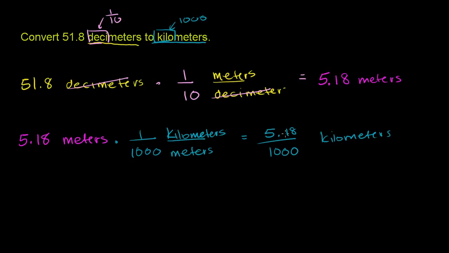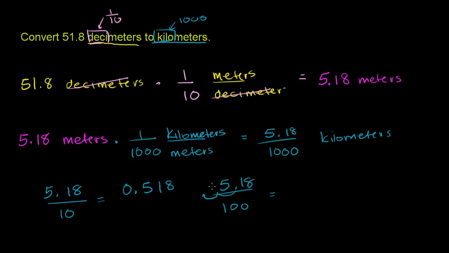Now, the easy way to do this, if we take 5.18 over 10, is equal to, we just move the decimal 1 to the left. It's going to be equal to 0.518. If we take 5.18 and divide it by 100, we're going to take the decimal 2 to the left. So 1, 2, we're going to have to add a 0 here. So it's going to be 0.0518.